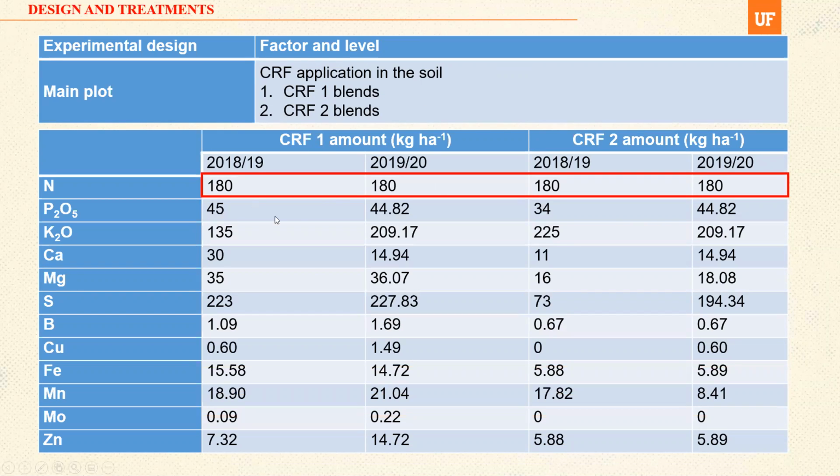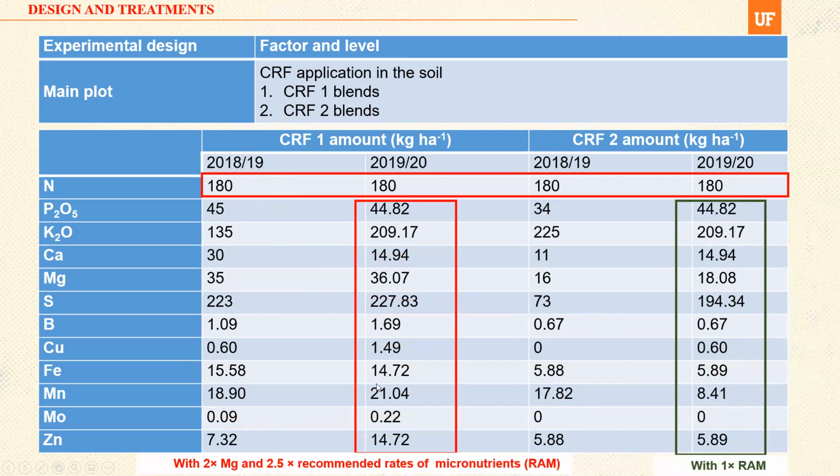Here is an overview of the main plot. In our main plot, we had two different controlled release fertilizers. In the year 2018-19, controlled release formulation 1 had higher micronutrients compared to controlled release formulation 2. In the year 2019-20, we adjusted the nutrients. So controlled release formulation 1 had 2 times manganese plus 2.5 times the recommended rate of micronutrients. Here the recommended rate means the rate recommended by the University of Florida College of Agriculture and Life Sciences. And CRF2 had 1 times the recommended rate of micronutrients.